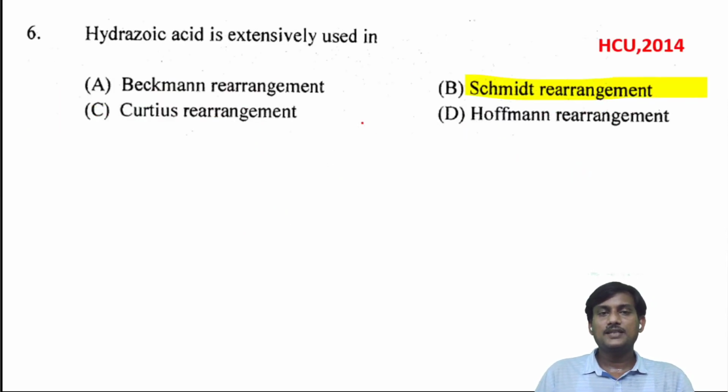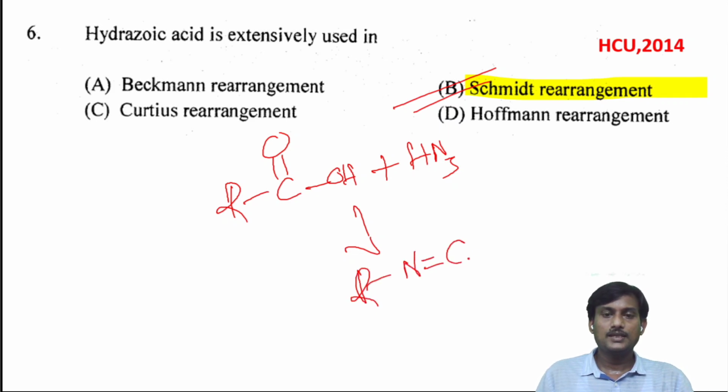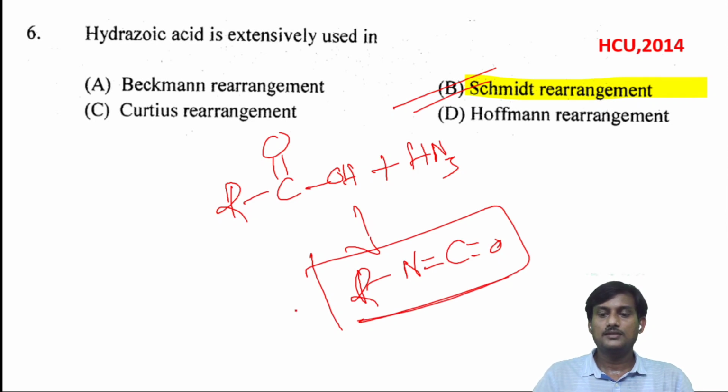Hydrazoic acid is extensively used in the Schmidt rearrangement. In the Schmidt rearrangement, we use RCOOH plus HN3. Finally, there is a formation of isocyanate. When you treat with water, you will get amine.